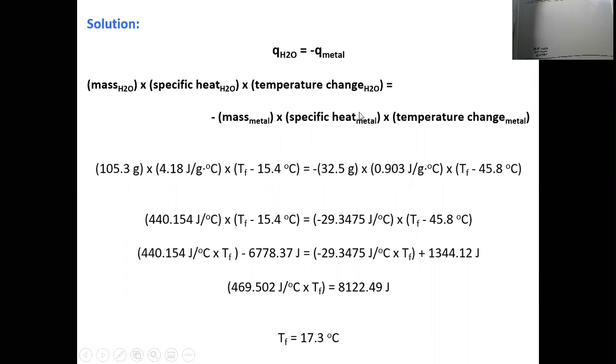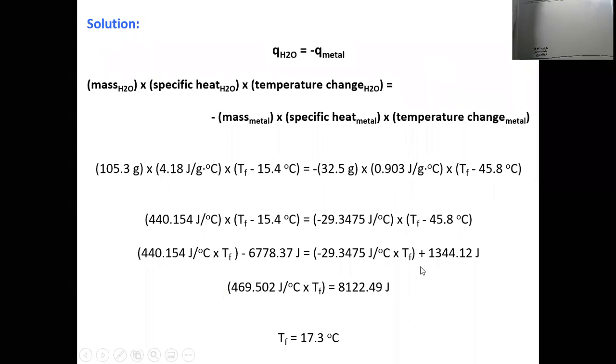And when I do that, I get 469.502 times delta T, or times final temperature, not delta T. And again, that's my X value, and that equals 8122.49 joules. Now I'm going to divide both sides by that numerical value that's in front. Okay, so I'm going to divide both sides by this number, 469.502. And then I'll get my final temperature value, which is 17.3 degrees Celsius.